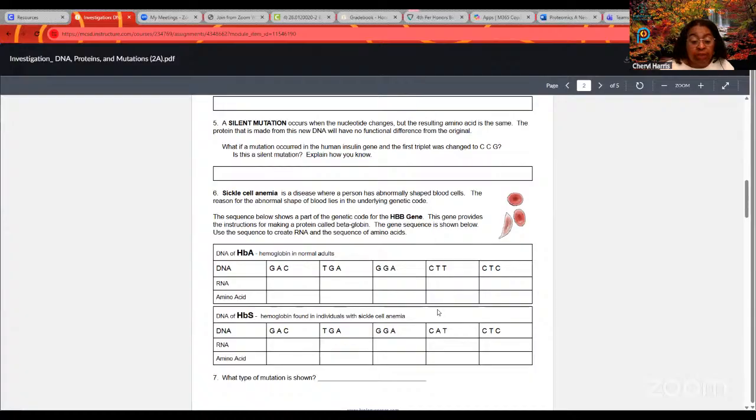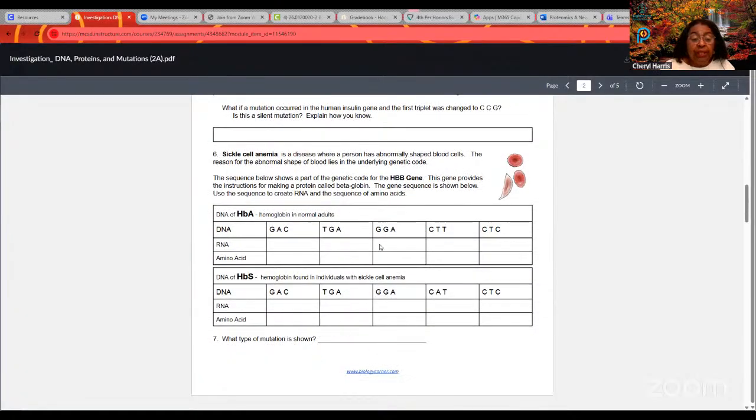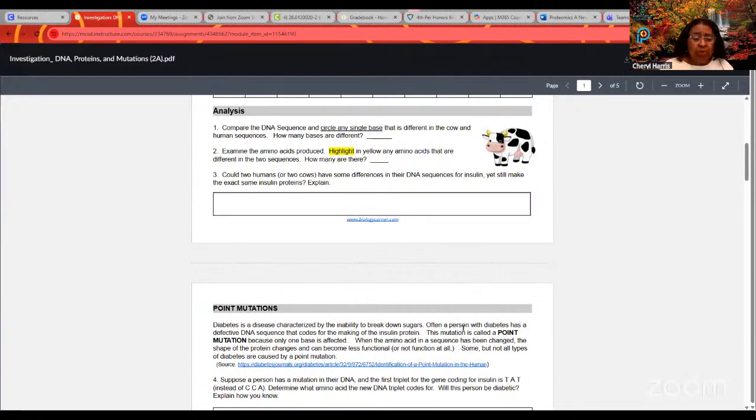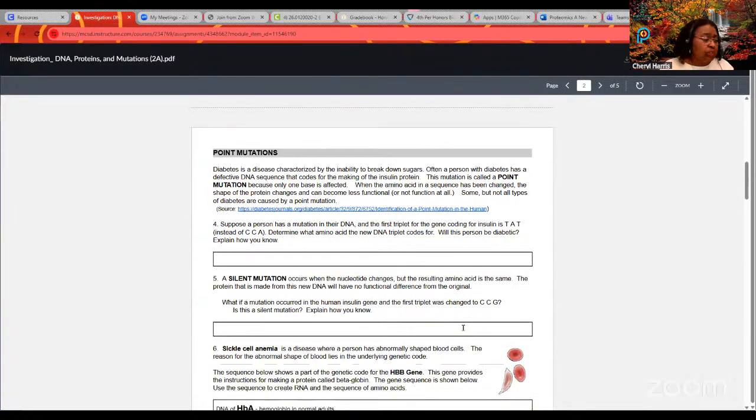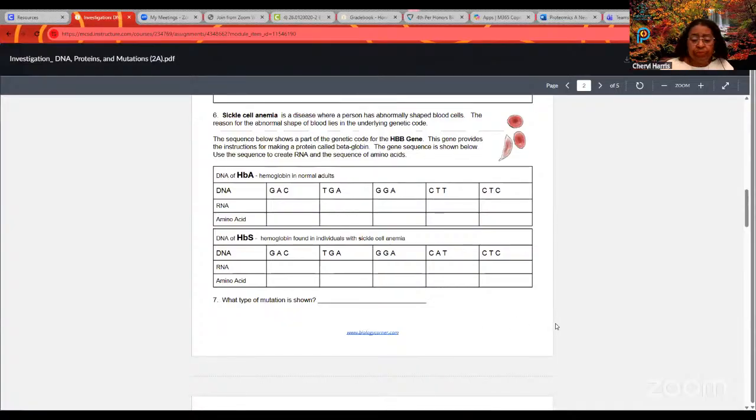So we start here and be able to answer this question. What type? In other words, is it going to be a point mutation or a silent mutation? That's what we want to know by tomorrow.